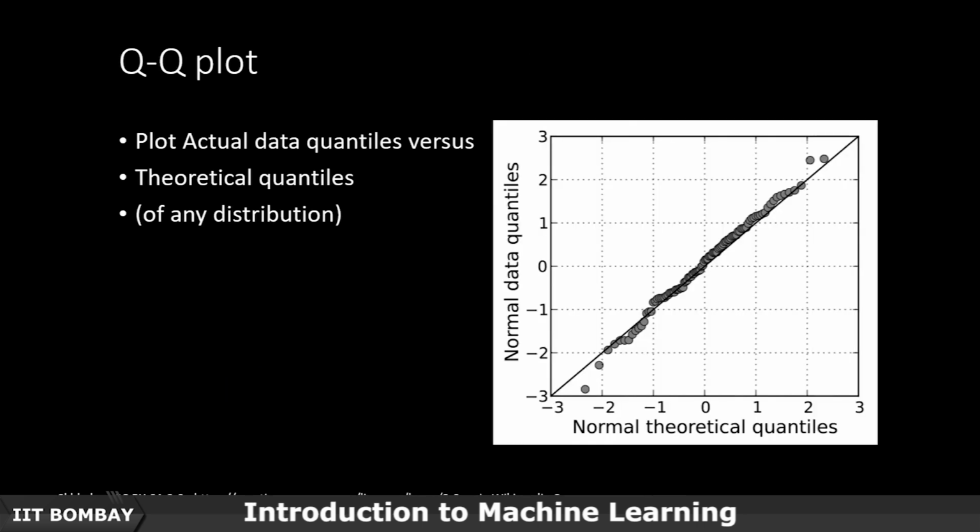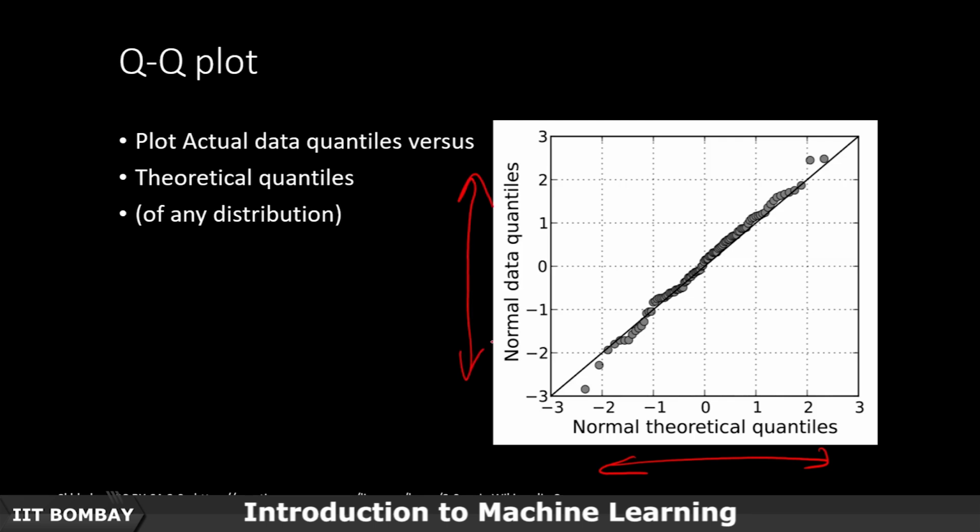One way to find the goodness of a particular distribution is to do something called a QQ plot. QQ plot means quantile plot. So on the x-axis we take the quantiles of a theoretical distribution, sorry, and then we look at the quantiles of the actual distribution of the data and we see whether they form a straight line or not.